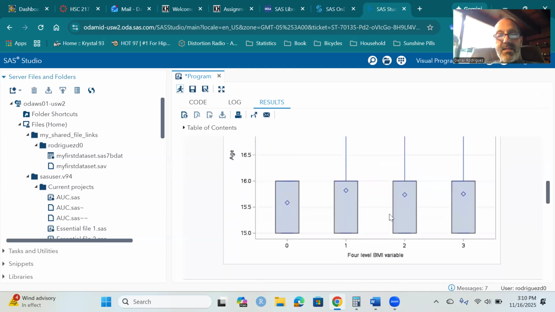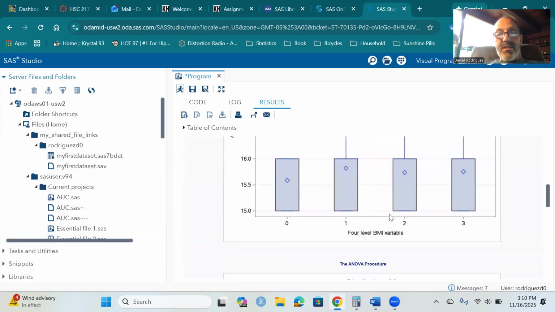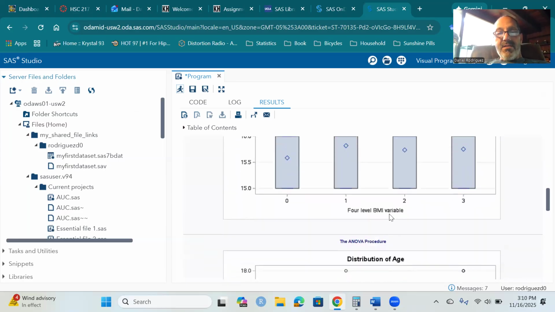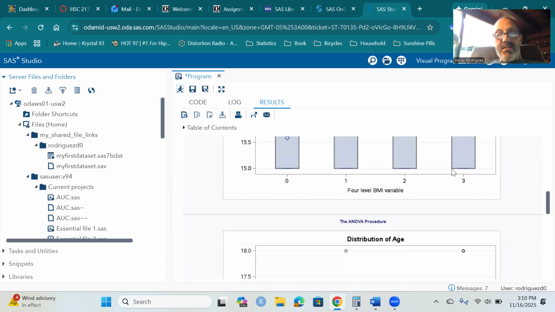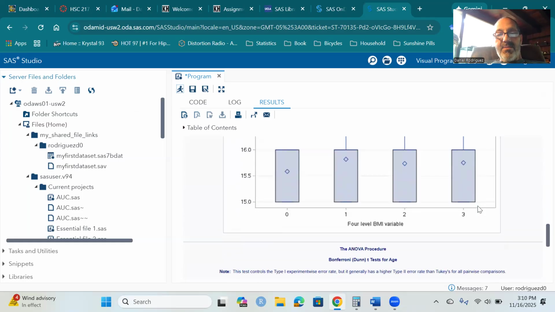We don't need this. I'm not asking you for figures, but it's nice to see what things look like. You can see where the means are, right? And you get these nice box whisker type plots.